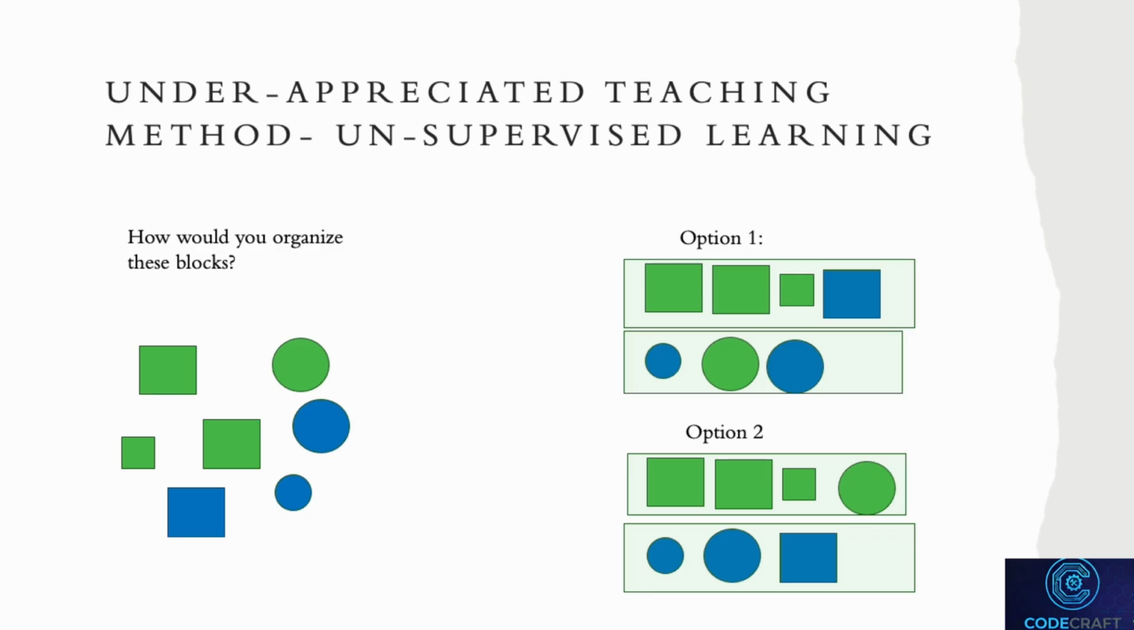The machine isn't given any labeled data. Instead, it has to figure out how to organize or cluster the data on its own based on the patterns it detects. The options shown here are just two possible ways the blocks could be grouped, highlighting that there isn't always one correct answer. Just like in unsupervised learning, where the machine might group data in different ways depending on what patterns it finds most relevant. This method might be underappreciated, but it's incredibly powerful for discovering hidden structures in data, especially when we don't know what we're looking for.